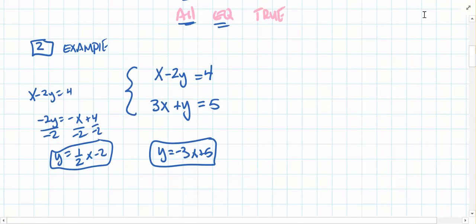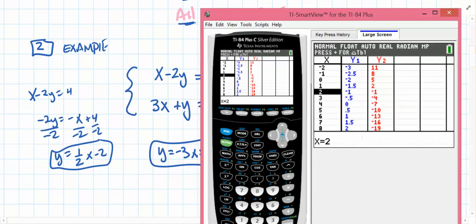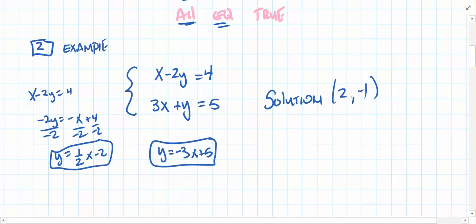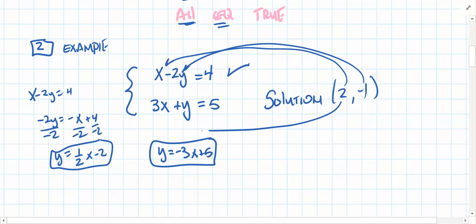So I'll bring this back down. The solution that we would look for here is the point 2, negative 1. Did I say that right? Yeah, 2, negative 1. So what does that mean? That means when we plug in a 2 for x and a negative 1 for y here, we'll get a true statement. And when we plug in a 2 and a negative 1 for that one, we'll get a true statement for that one too. That's what it means to be a solution.